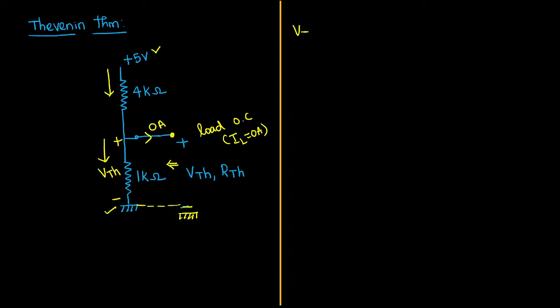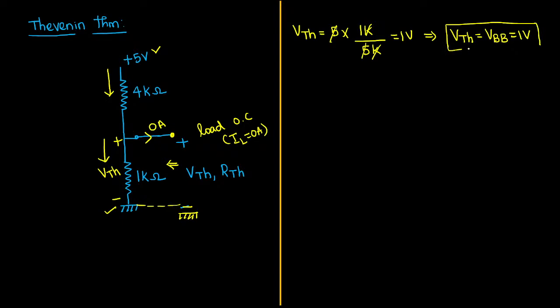I can say the value of Thevenin voltage VTH equals the total supply voltage times the voltage drop across the 1 kilo ohm resistor divided by 4 kilo ohm plus 1 kilo ohm, the total resistance of 5 kilo ohm. Kilo will get cancelled, 5 will get cancelled. We are getting 1 volt. So we understood the Thevenin voltage will become 1. Thevenin voltage is also called the base input voltage, so this voltage will be 1 volt. This is the same thing I did in the last question.